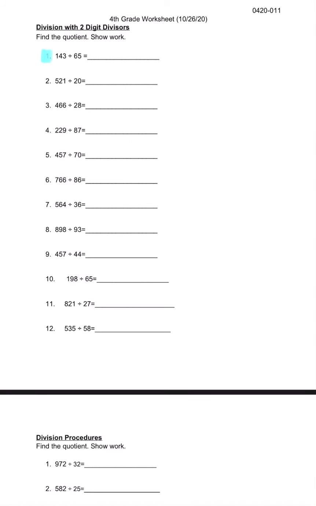Hi guys, my name's Ashley and today I'll be going over the 4th grade lesson 11 worksheet. We'll be going over division with two-digit divisors first, starting with number 1. So number 1 is 143 divided by 65.